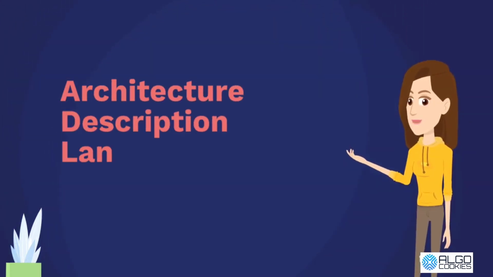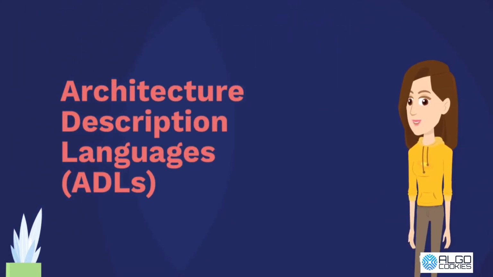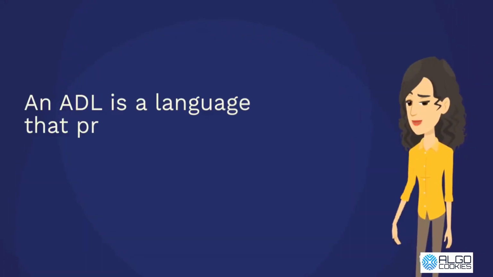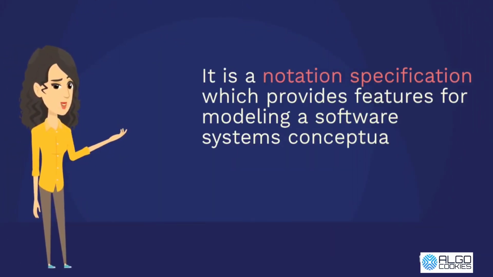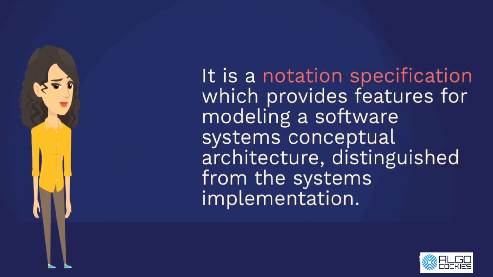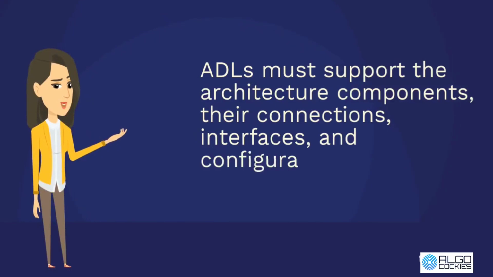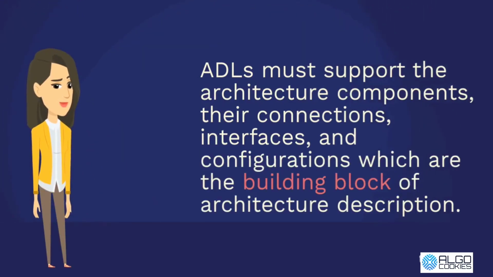Architecture description languages, ADLs. An ADL is a language that provides syntax and semantics for defining a software architecture. It is a notation specification which provides features for modeling a software system's conceptual architecture, distinguished from the system's implementation. ADLs must support the architecture components, their connections, interfaces, and configurations, which are the building block of architecture description.